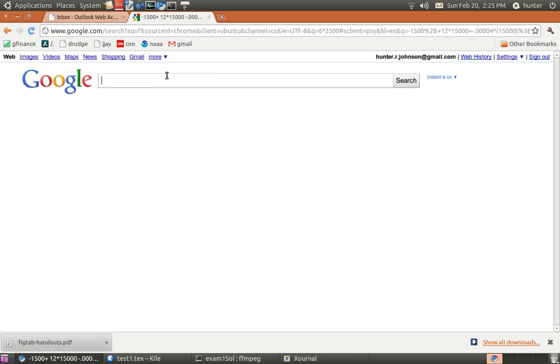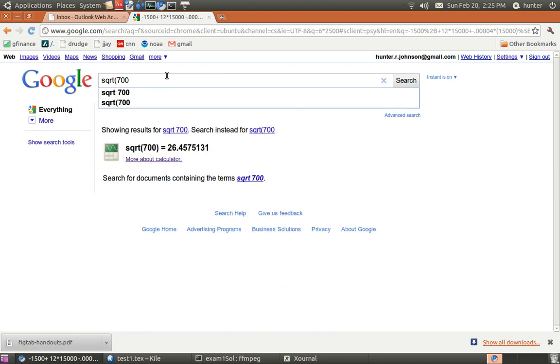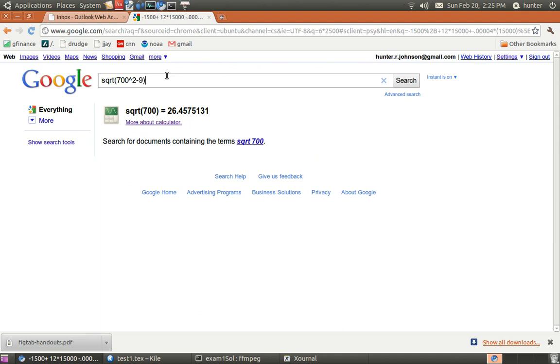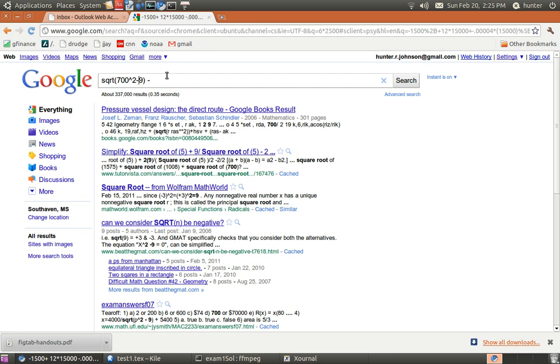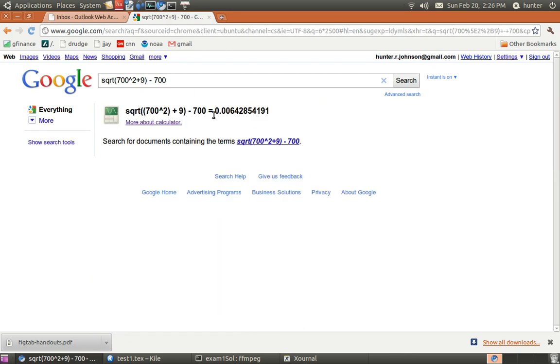So we want the square root of 700 squared plus 9, and then what are we doing? We're taking away 700. And what does that turn out to be? That turns out to be this number.